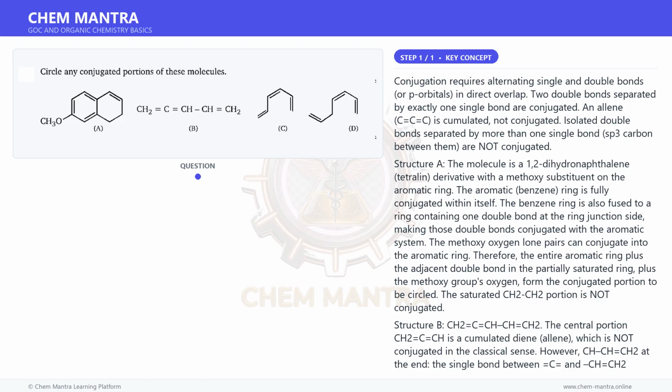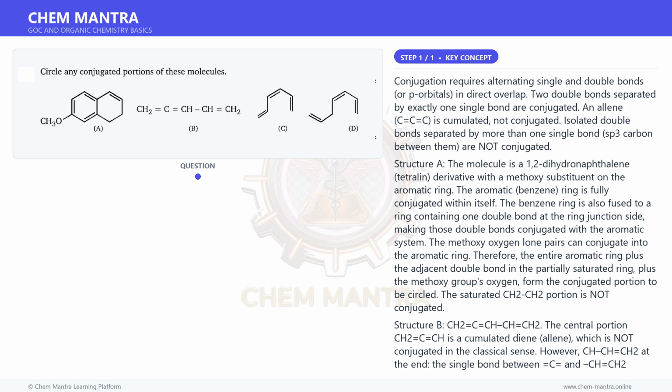Structure D, a linear chain with three double bonds. Two adjacent double bonds separated by one single bond are conjugated. If the third is separated by an sp3 CH2, it is isolated. The two conjugated double bonds are circled, the isolated one is not.